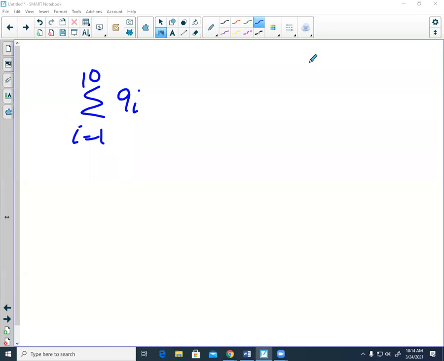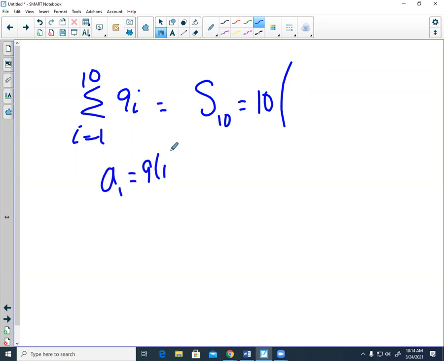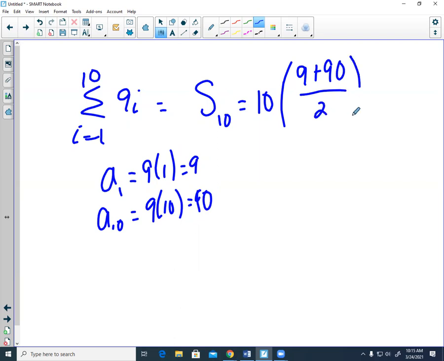All right, so let's walk through it. And again, here's the notation that you're going to see. This is equal to the sum of the numbers, which in this case is 10, equals, there are 10 numbers in this term, times A1, which we have to find. A1 is going to be the same thing as 9 times 1, which is 9. We also have to find the last term, which is A10, which is 9 times 10, which is 90. So 9 plus 90 over 2.